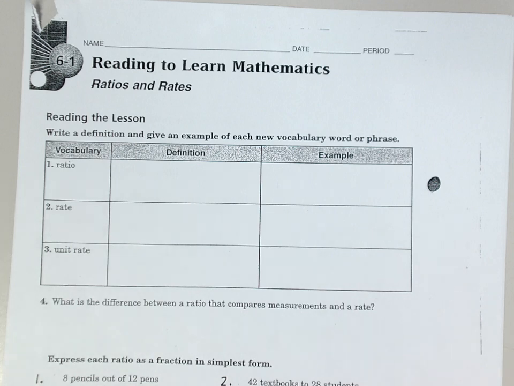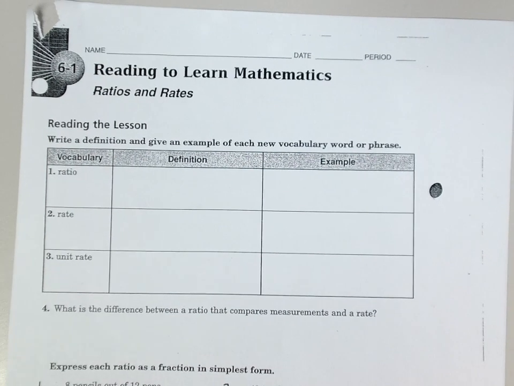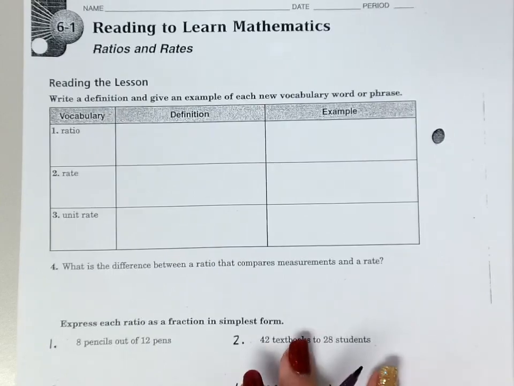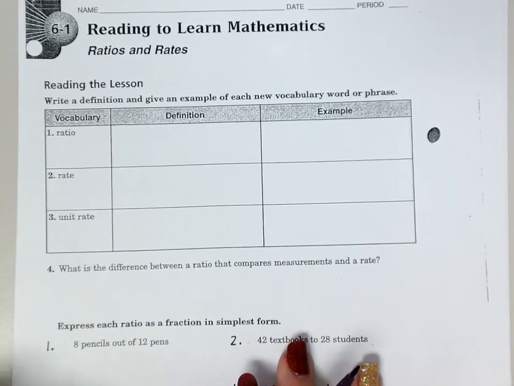Okay, 6.1 is ratios, rates, and we're actually going to do something called dimensional analysis. So it's going to be on a separate sheet of notes. So we're going to start with ratios, rates, and unit rates, which should be fairly familiar. A little bit of review. We'll add some new things onto it, of course.